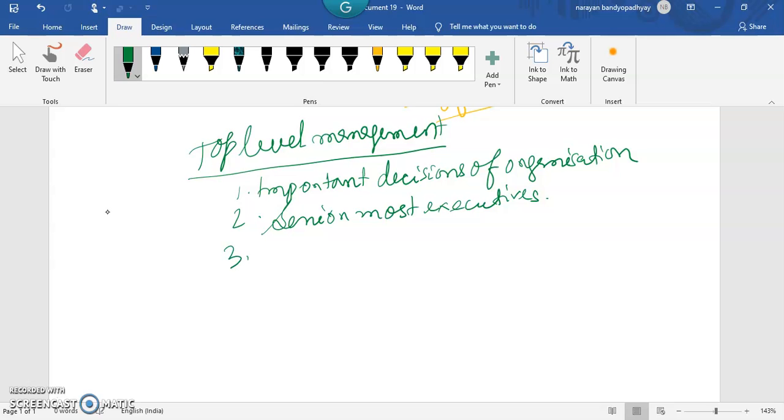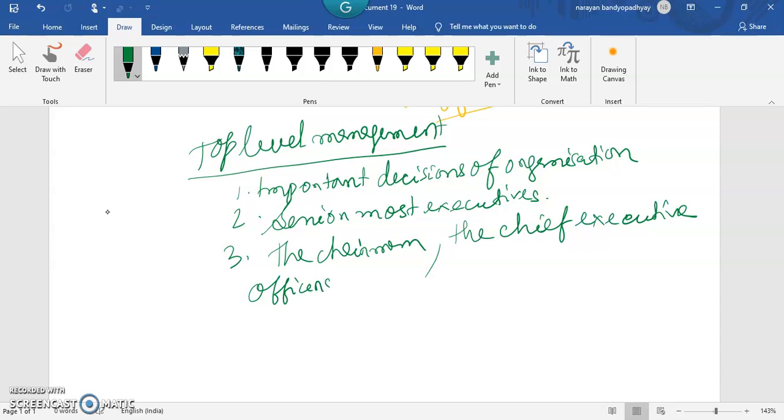Next, what can we say? That the examples can be the chairman. He used to take all the responsibilities, the ultimate decision maker of the organization. The CEO, which is known as the Chief Executive Officer. Chief Operating Officer can be there. President can be there. Vice President can be there.